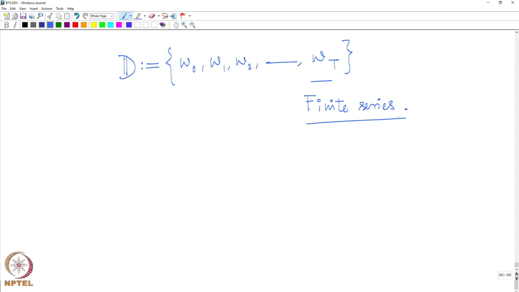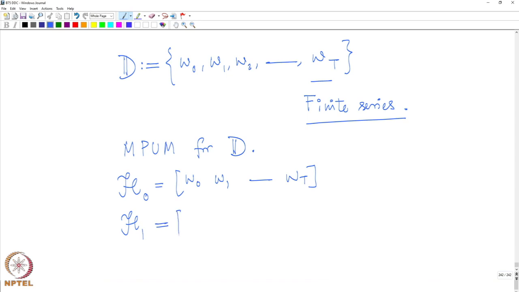Well, one can easily check that one can still do that. One can obtain an MPUM for this data by once again looking at the Hankel matrices. H0 will be just W0, W1 up to WT. H1, now the sizes will change. H1 will look like W0, W1, W1, W2, W2, W3, and so on. This will go only up to WT minus 1, because I do not have any more information than that.